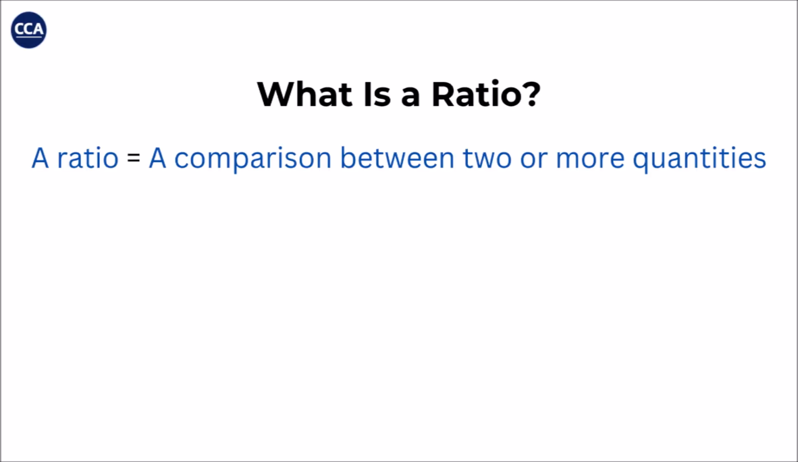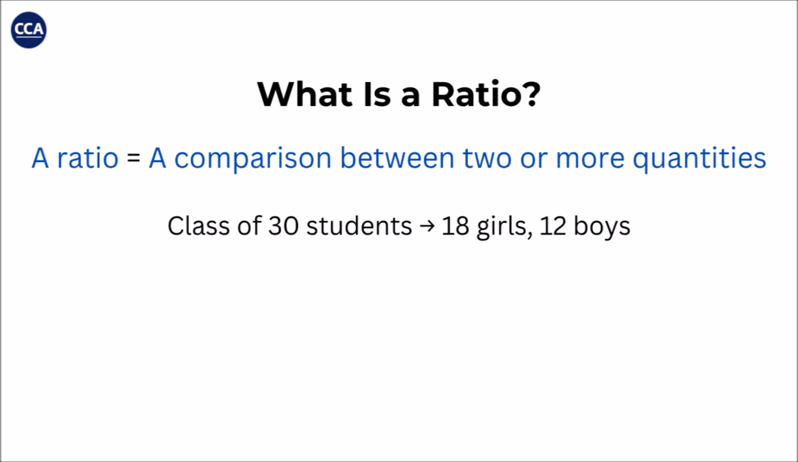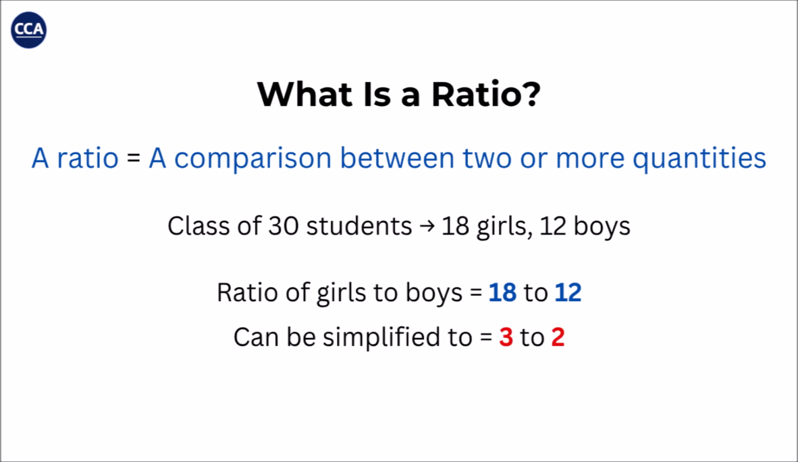A ratio is a comparison between 2 or more quantities. It tells you how much of one thing there is compared to another. For example, in a class of 30 students, 18 are girls and 12 are boys. The ratio of girls to boys is 18 to 12. This simply means, for every 18 girls, there are 12 boys. These numbers can also be simplified to 3 to 2.